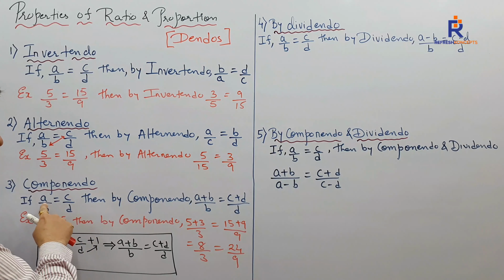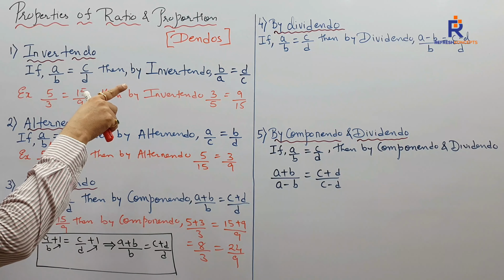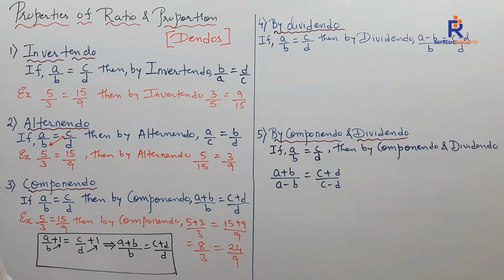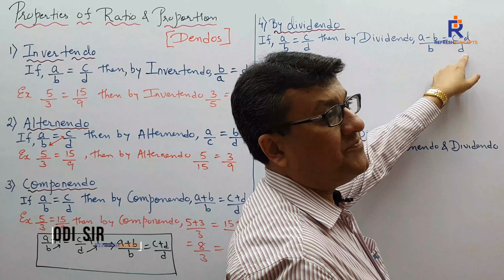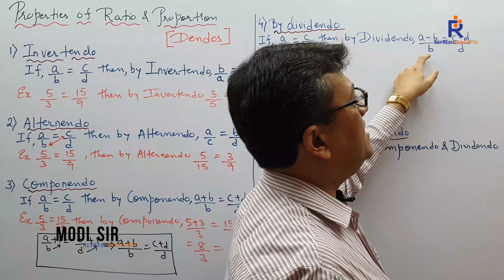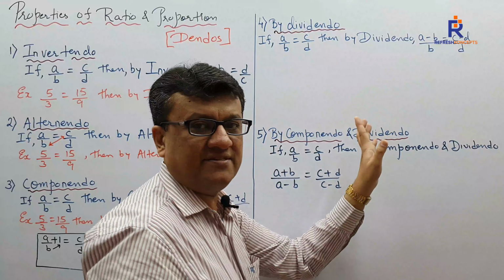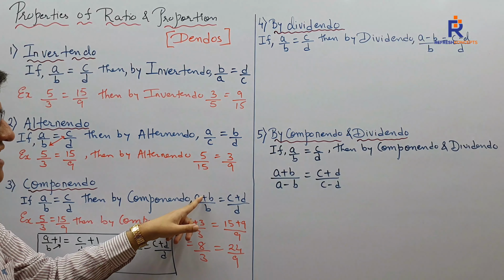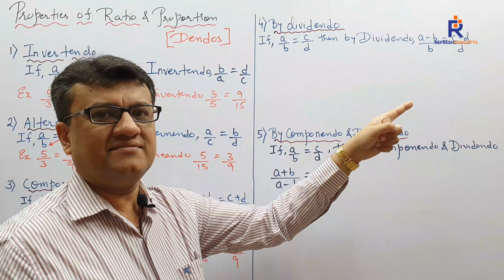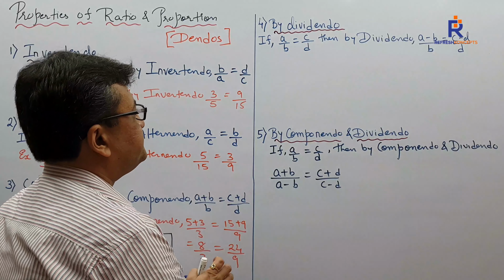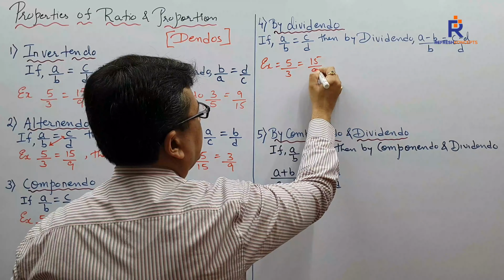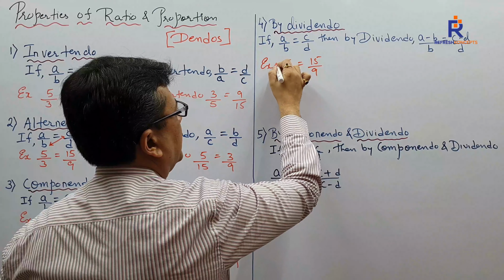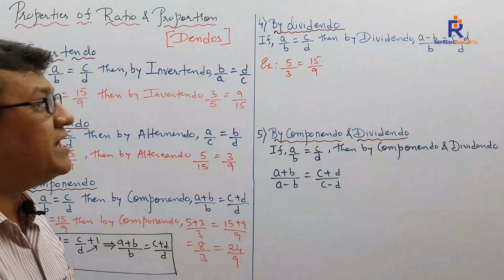Like componendo, A by B is equal to C by D. Here also A by B is equal to C by D. Then by dividendo, subtracting the denominator, that is A minus B by B is equal to C minus D by D. So we are subtracting the denominator by denominator on both the sides. Here we are adding, over there we are subtracting. That's the only difference. So for example, shall I say the example is the same? 5 by 3 is equal to 15 by 9. What next? By dividendo.